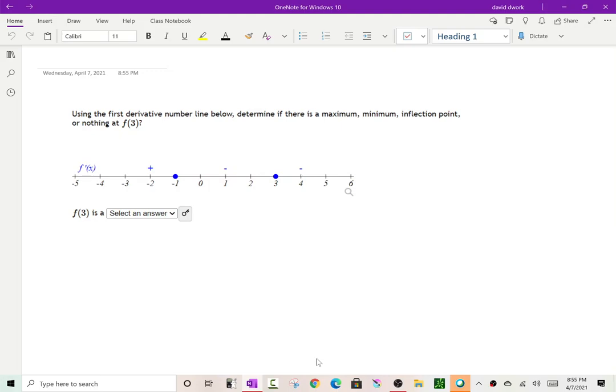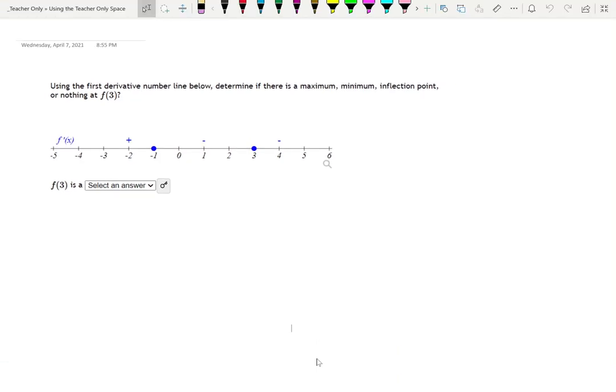Okay, so let's take a look at this problem. This is asking us to use the first derivative number line below to determine if there's a min, a max, inflection points, or nothing at f equals 3. Now, the first thing we have to remember here is that first derivatives only talk about maximums, minimums, intervals of increase, and intervals of decrease. So the other option would be nothing, right? It could be nothing, but the key to this is it can't be an inflection point, not an option.